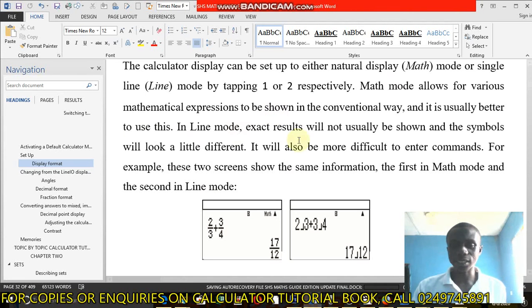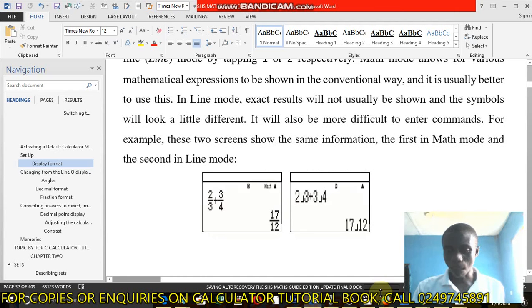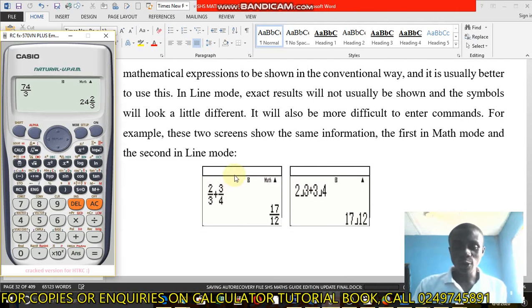Math mode allows for various mathematical expressions to be shown in the conventional way, and it is usually better to use this. In line mode, exact results will not usually be shown and the symbols will look a little different. It will also be more difficult to enter commands. For example, these two screens show the same information, the first in math mode and the second in line mode.